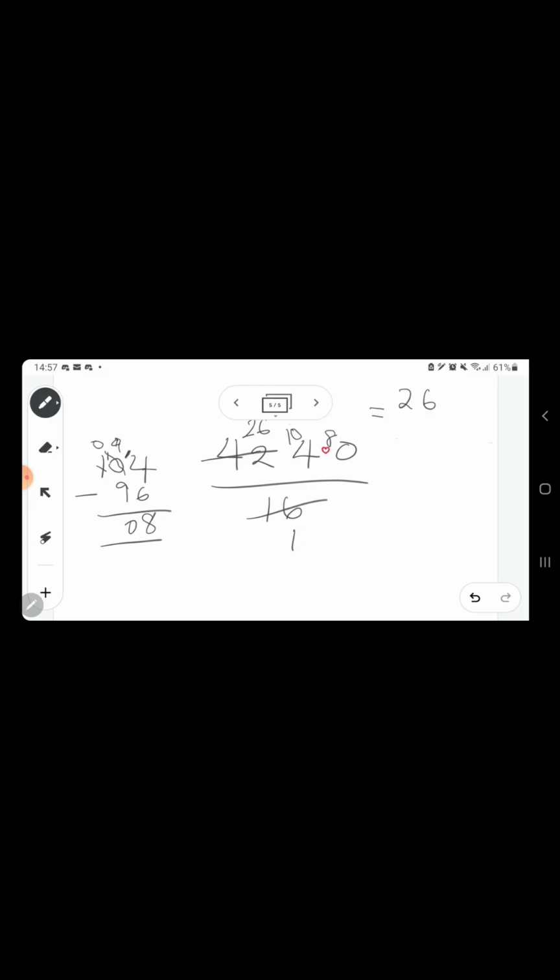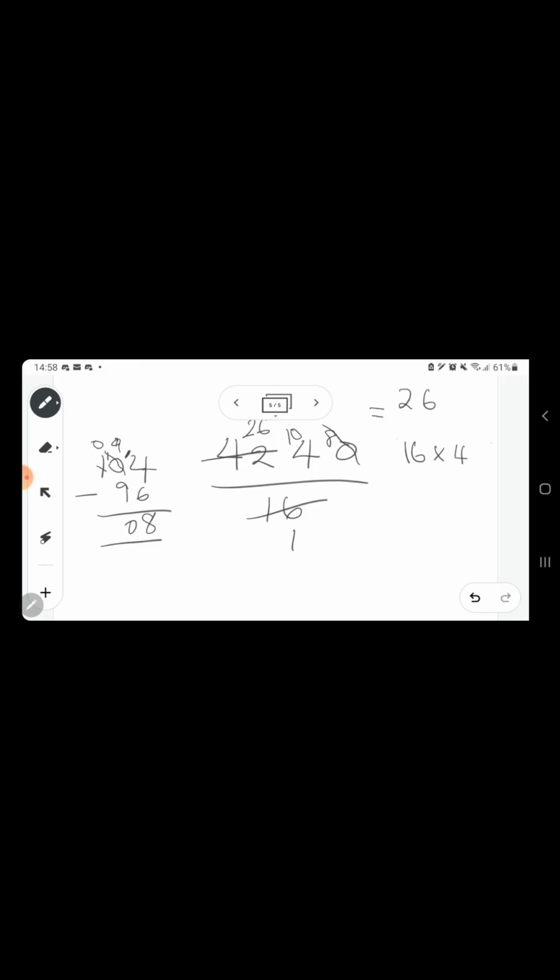So 16 times what will give us 80? That's basically what this is asking you. 16 times what will give us 80? So let's go. 16 times 3 is 48, right? And we know that 16 times 6 is 96. So that means if I go to 96, I will be wrong. So I can easily say 16 times 4 is 64. Now watch. 16 times 4. Did I say 64 now? Yeah, I'm right.